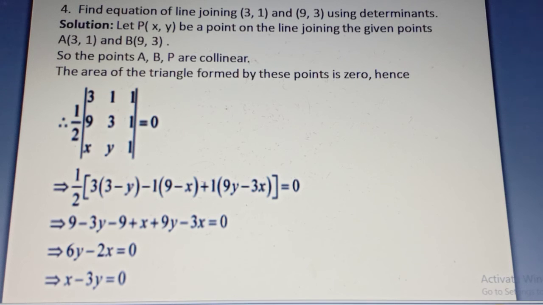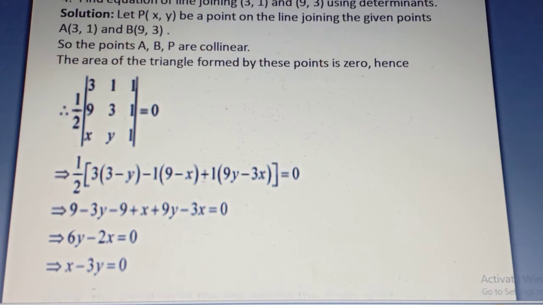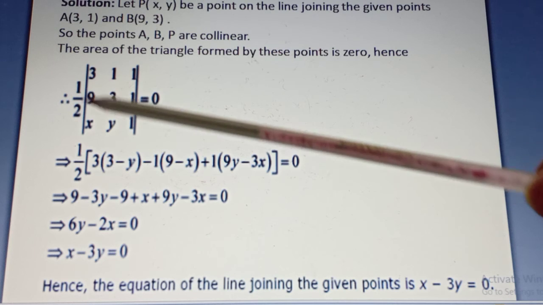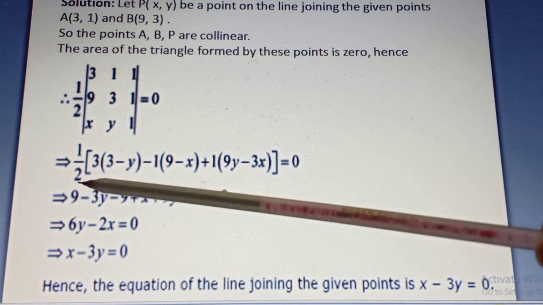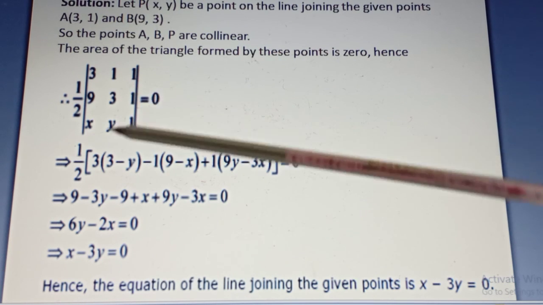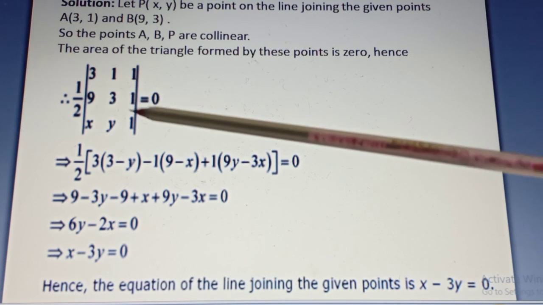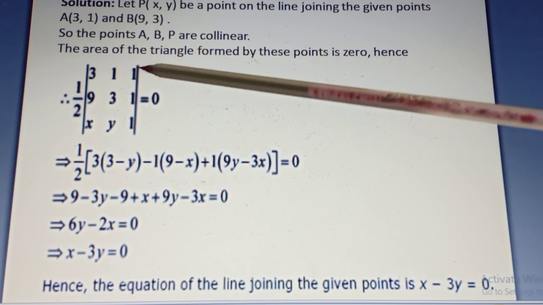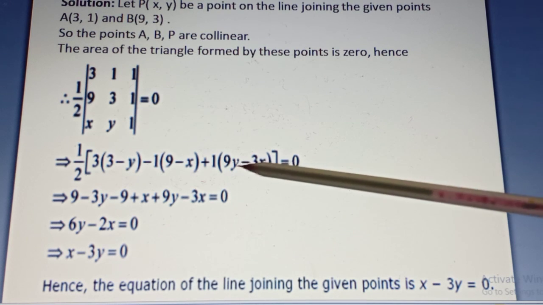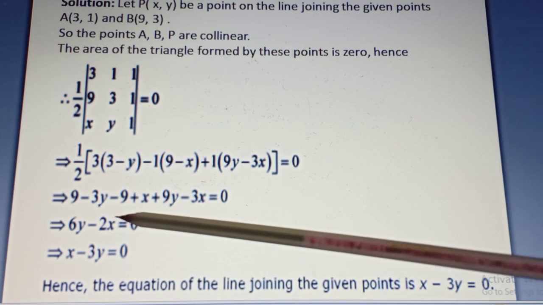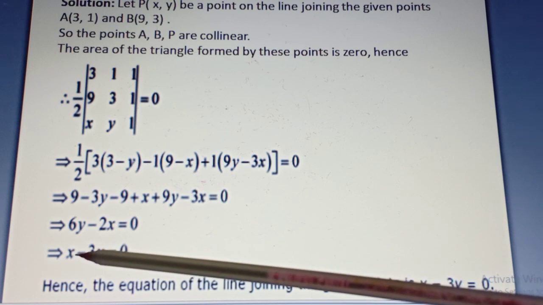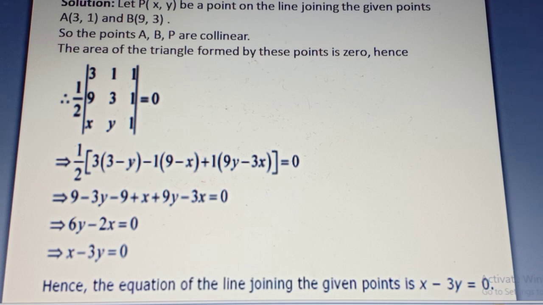So students, after expanding it along the first row: half, 3 into (3 minus y), minus 1 into (9 minus x), plus 1 into (9y minus 3x), and it will be a simple equation. We can see that the equation will be x minus 3y equals 0, and the required equation of the line joining the given points 3, 1 and 9, 3 is x minus 3y equals 0.